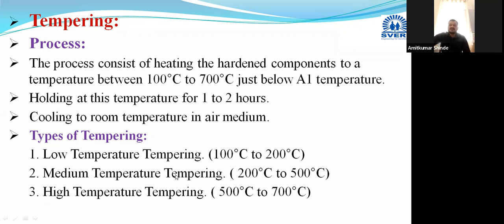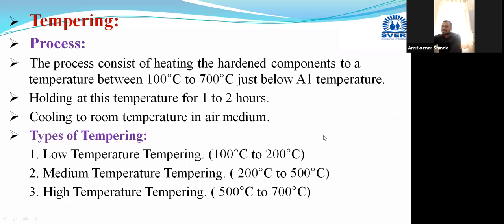The tempering which is conducted in the temperature zone of 100 degrees Celsius to 200 degrees Celsius is known as low temperature tempering. Then the tempering conducted in the temperature zone of 200 degrees Celsius to 500 degrees Celsius is termed as medium temperature tempering. And the last and third type, high temperature tempering, is conducted in the temperature zone of 500 degrees Celsius to 700 degrees Celsius.